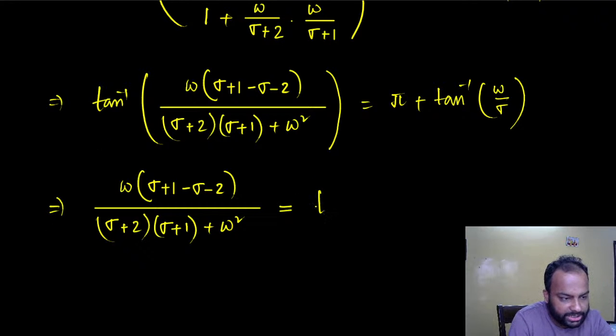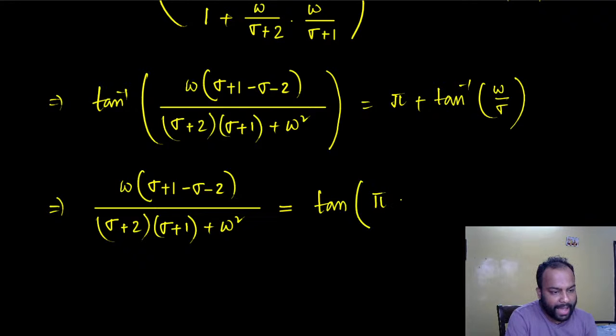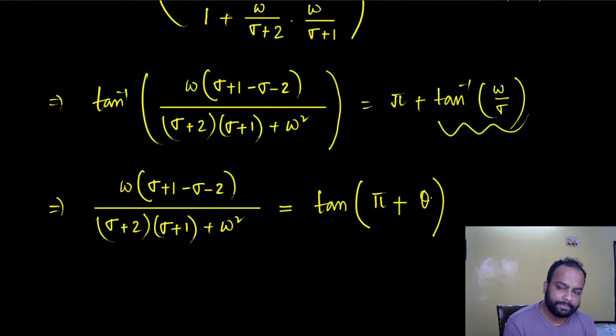So this is again an equation. Now if I bring this to the right hand side, it becomes tan, right? So essentially I'm taking tan over the whole thing. So it is becoming tan of pi plus, now this is just an angle, right? Tan inverse omega by sigma, that's an angle. Let's just say theta. And if I say tan of pi plus theta, what is tan of pi plus theta?